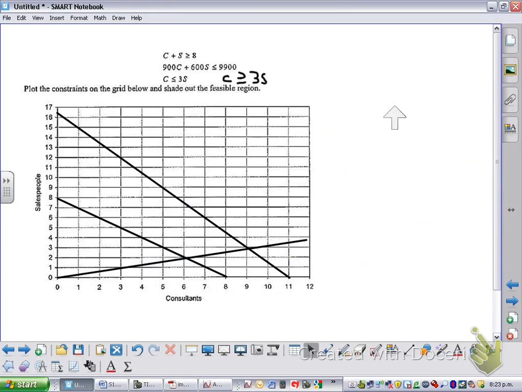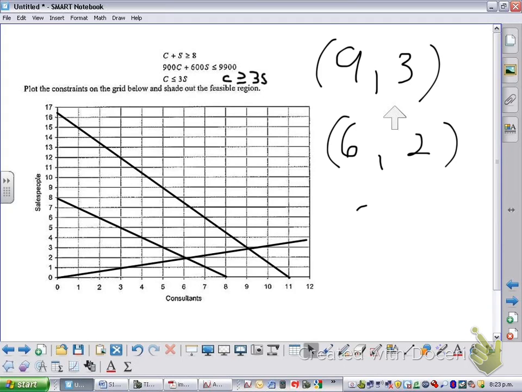Now, what makes this a pretty easy question at this point, once you've got this done, is that the points of intersection are easily obtained from the actual graph, but you can double check it. But 9 and 3 is a point, 6 and 2 is a point, 8 and 0 is a point, 11 and 0 is a point. And you need to show those. You need to write them down, you need to show them.